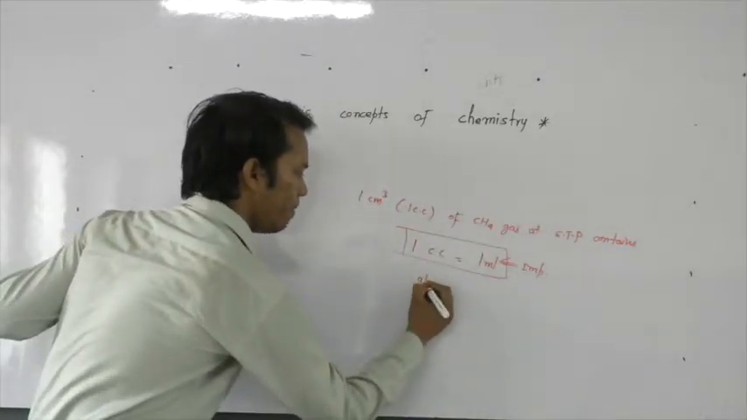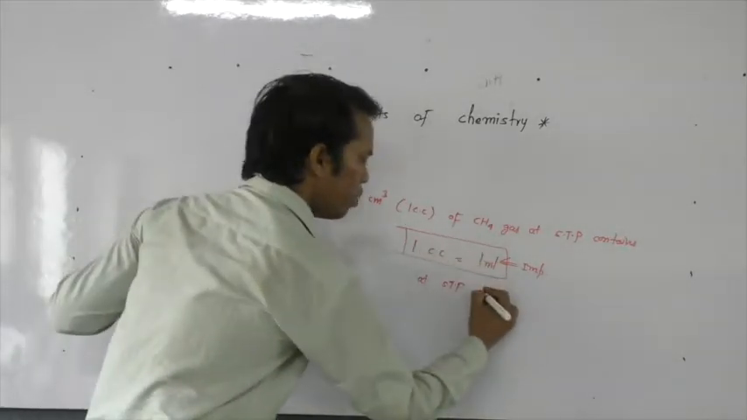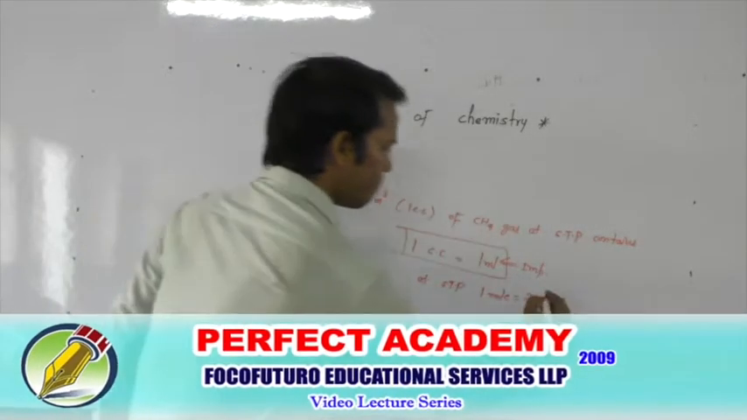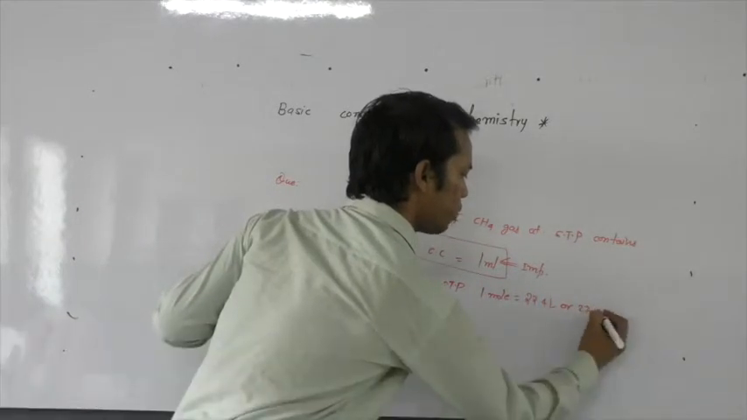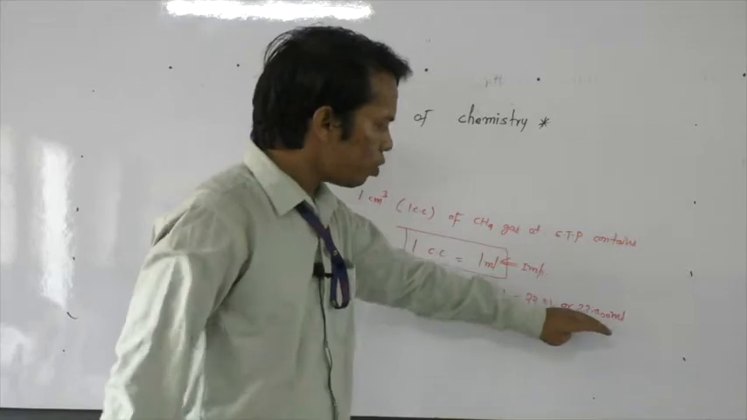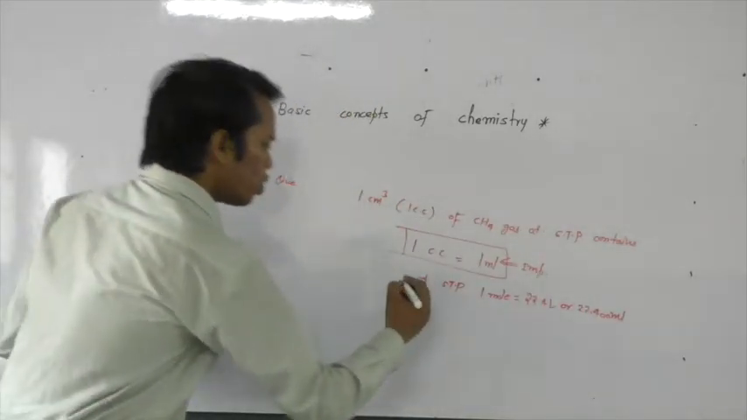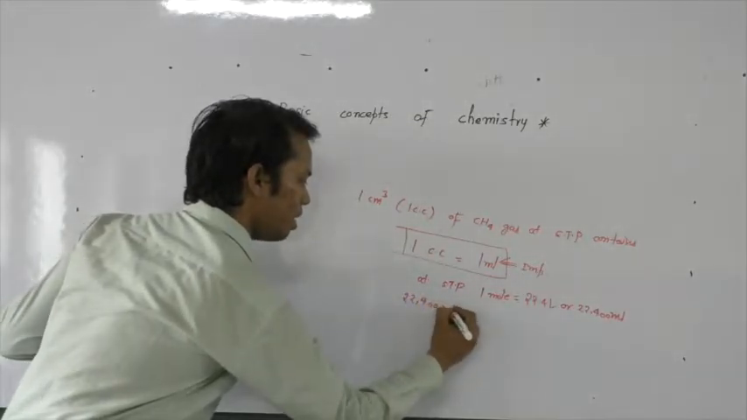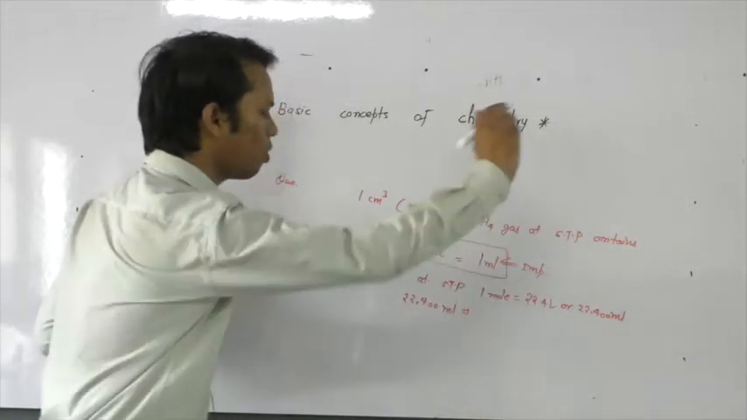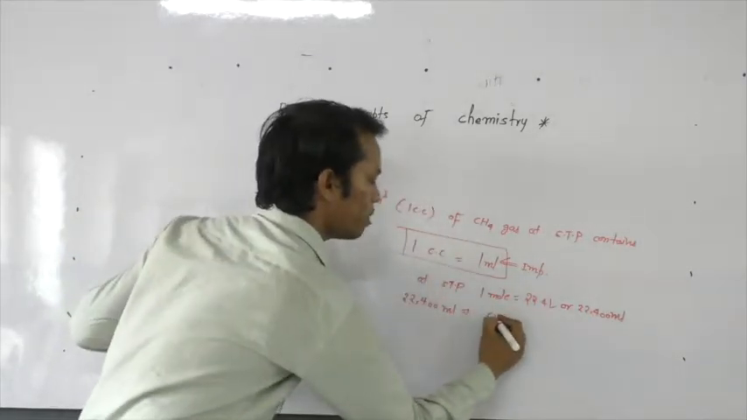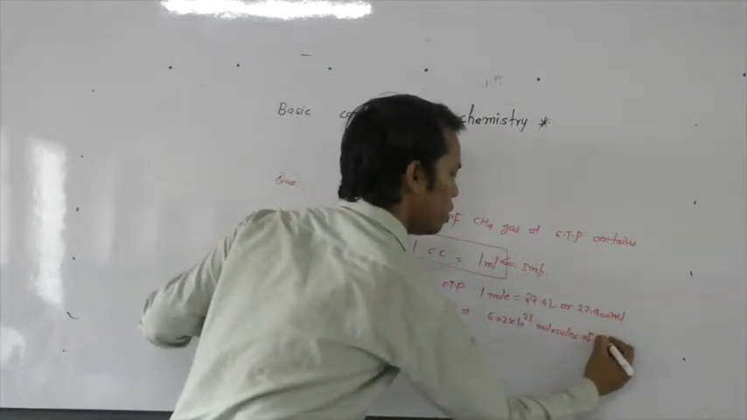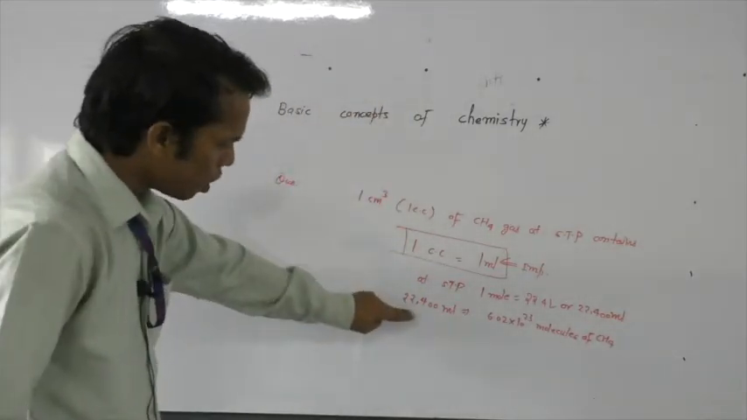And you know, at STP, in 1 mole there will be 22.4 liter, or 22,400 ml, correct? Because you know in 1 liter there will be 1000 ml. So 22,400 ml. Now what we have to do? So in 22,400 ml, tell me how many molecules of CH4 will be there? So of course, since it is 1 mole, molecules will be what? Avogadro number, 6.02 into 10 power 23 molecules of CH4 gas, correct?